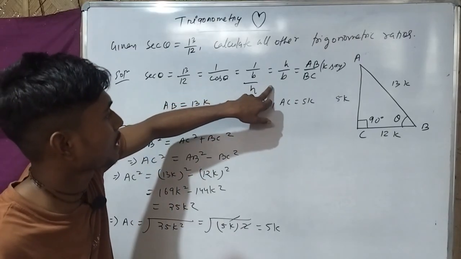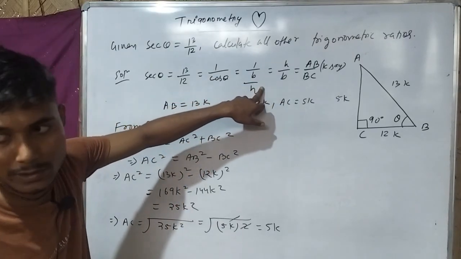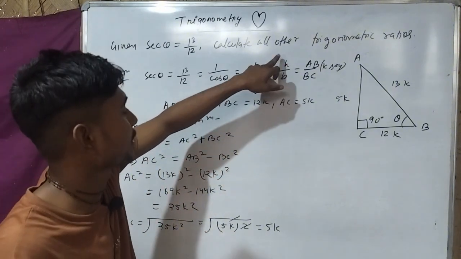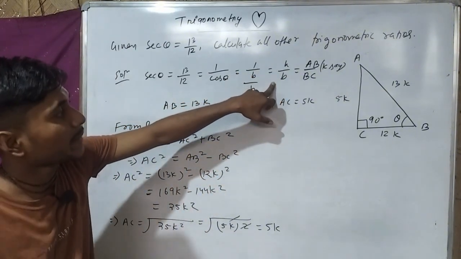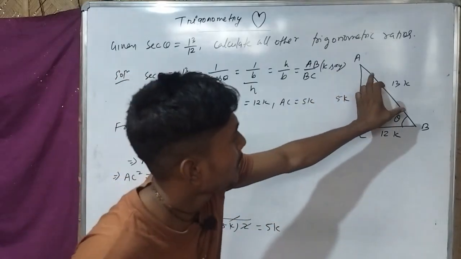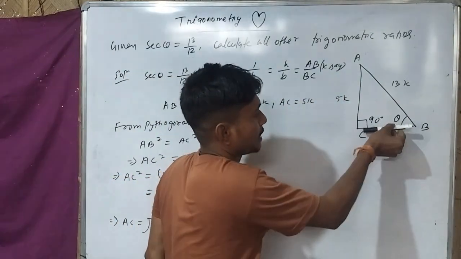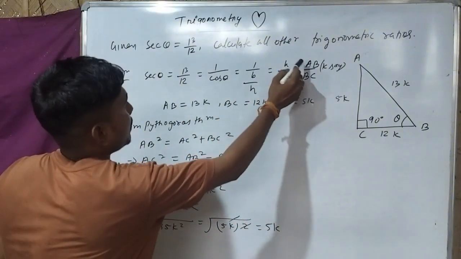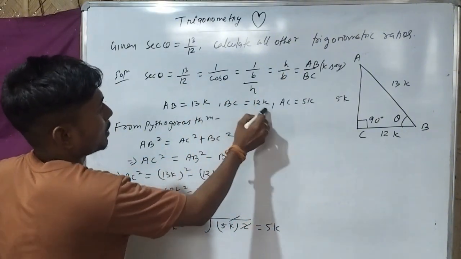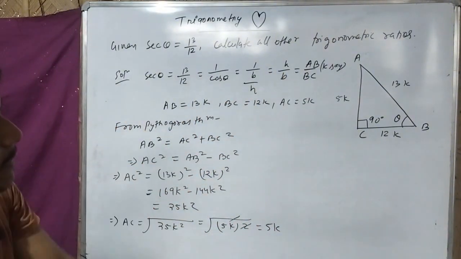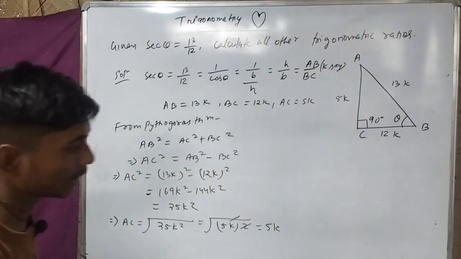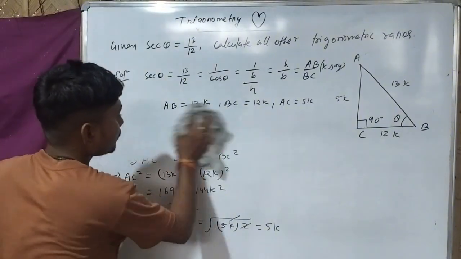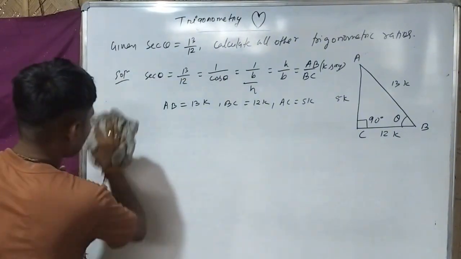If you put it in the numerator and simplify, you will get h by b, hypotenuse by base. AB is the hypotenuse, and BC is the base. So AB equals 13k and BC equals 12k. Now we found AC equal to 5k from the Pythagoras question. Is that clear? Now I am going to find all the other trigonometric ratios, one by one.